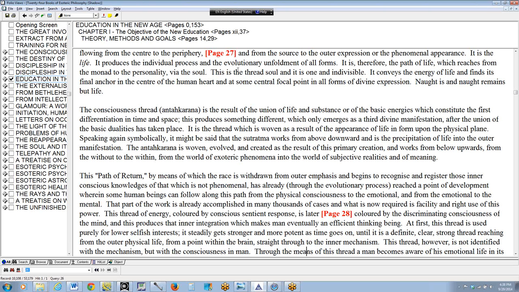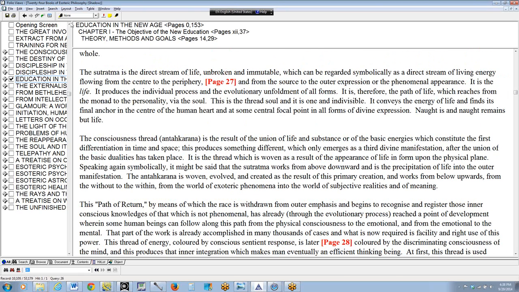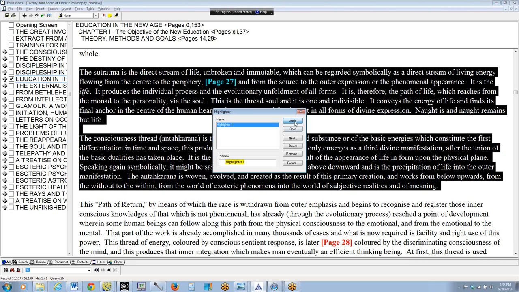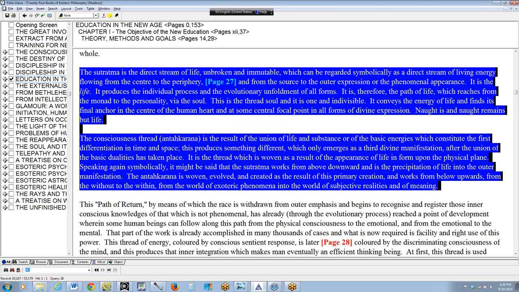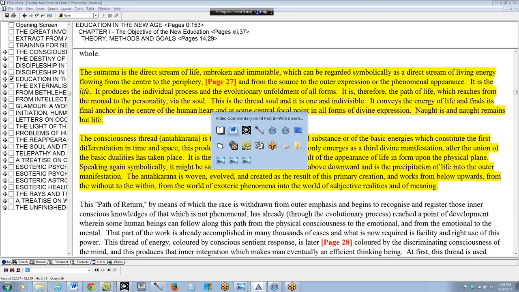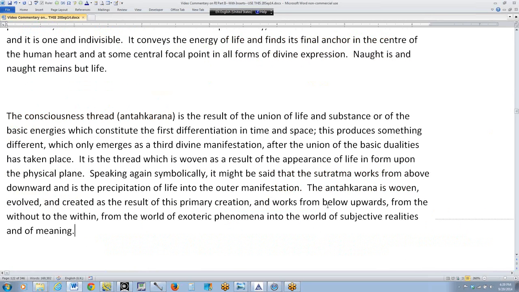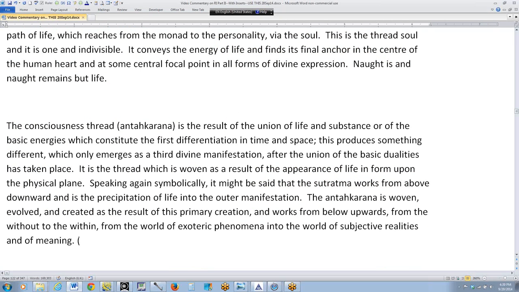Well, okay, let's include this because he has included some factors in these two paragraphs which are not mentioned in the rays and initiations, but many of them are. So let's look at this. This is from Education in the New Age, and it's 26 and 27.